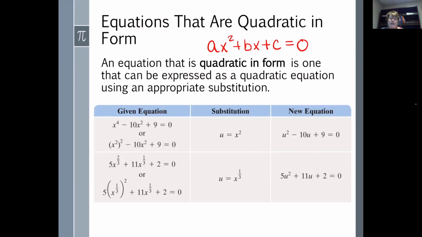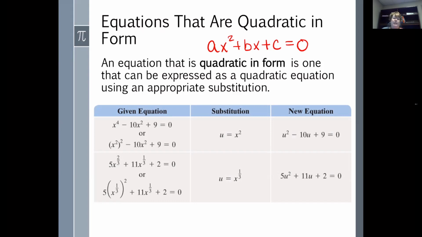So the first term contains an x squared. The second term contains just an x. X is actually x to the first power. So if the exponent in the first term is 2 times the exponent in the second term, that equation is quadratic in form. Repeat. If the exponent in the first term is 2 times the exponent in the second term, that equation is quadratic in form. And we're going to use a substitution to solve it.